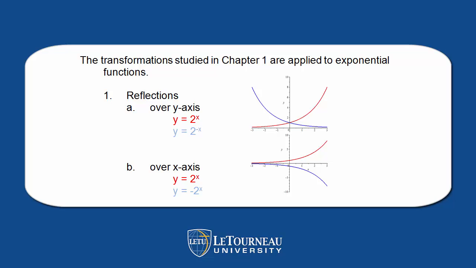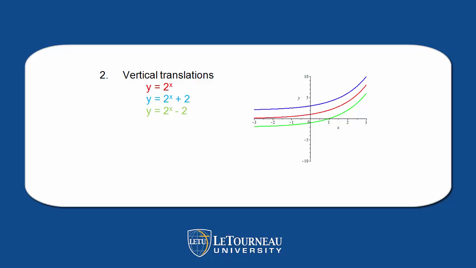Now, remember, we studied all those transformations in Chapter 1. They can be applied to exponential functions also. So, for example, notice how 2 to the x and 2 to the minus x are reflections over the y-axis, whereas 2 to the x and minus 2 to the x reflect over the x-axis. We can have vertical translations. Notice that we have 2 to the x in red. The blue is up 2, the green down 2 from it. Notice the y-intercept. That's how you can tell the difference.